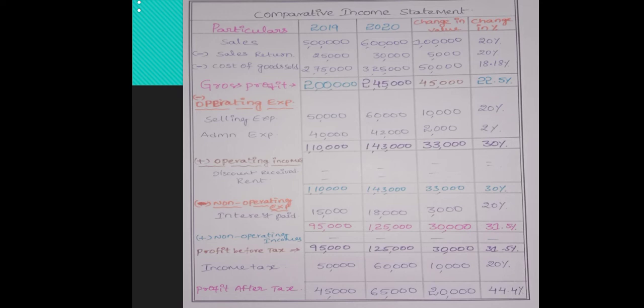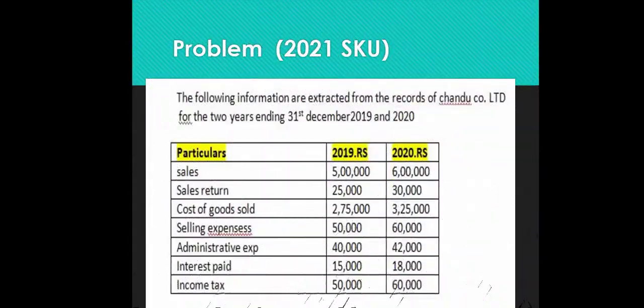So is there any interest, is there any income tax? We need to deduct it here. Income tax is given in the problem, 50,000 for base year, 60,000 for current year. So we can observe here, given income tax is 50,000 for base year. So 2020, this is the current year, 60,000 is the income tax. So we need to deduct it here.